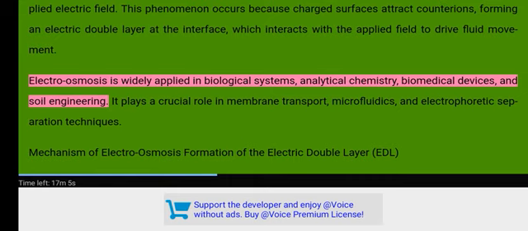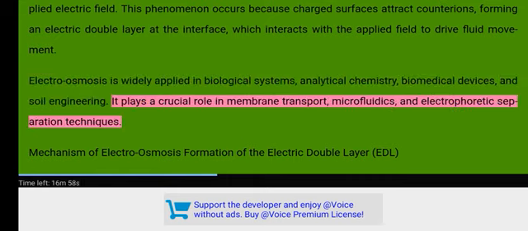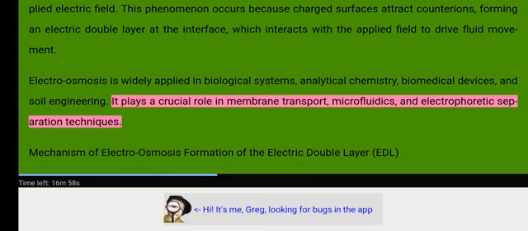Electroosmosis is widely applied in biological systems, analytical chemistry, biomedical devices, and soil engineering. It plays a crucial role in membrane transport, microfluidics, and electrophoretic separation techniques.